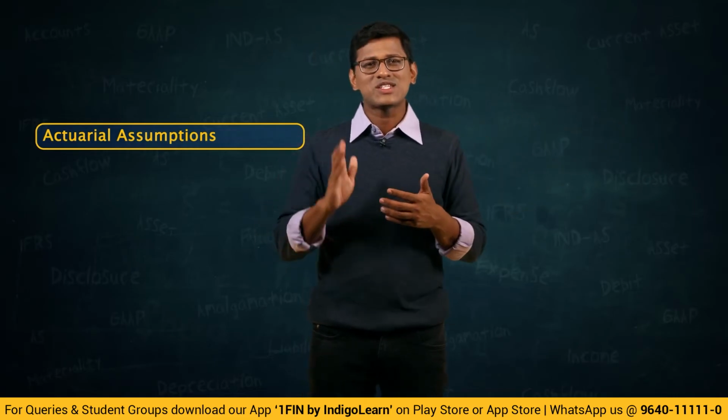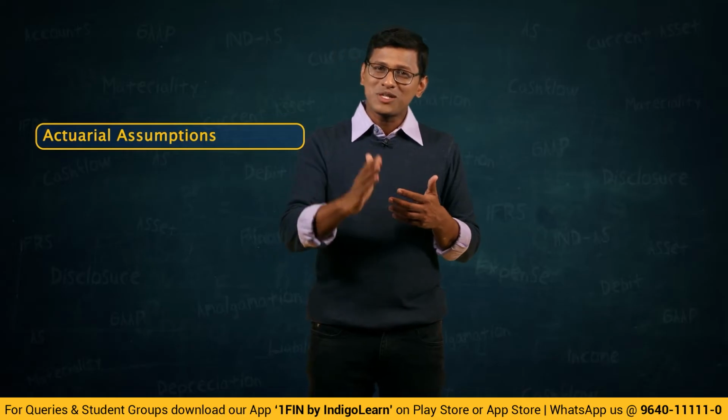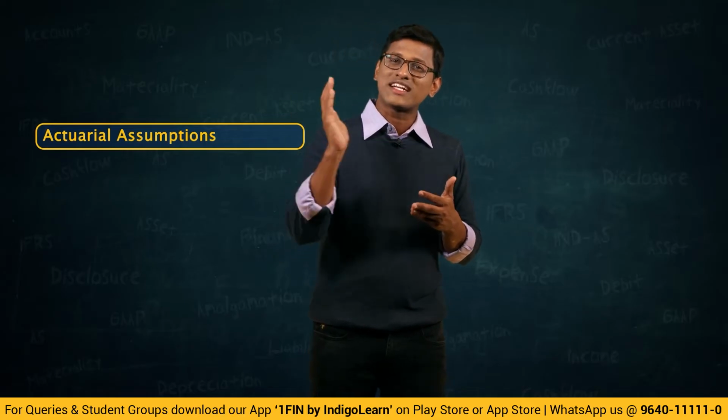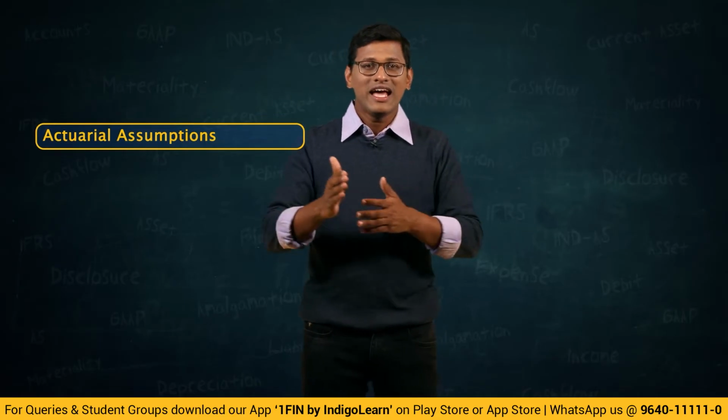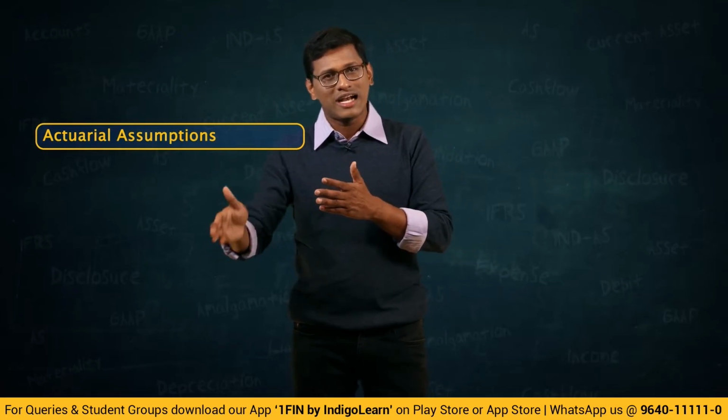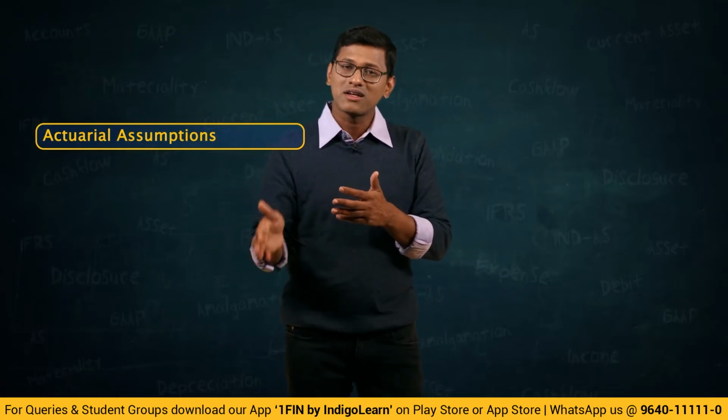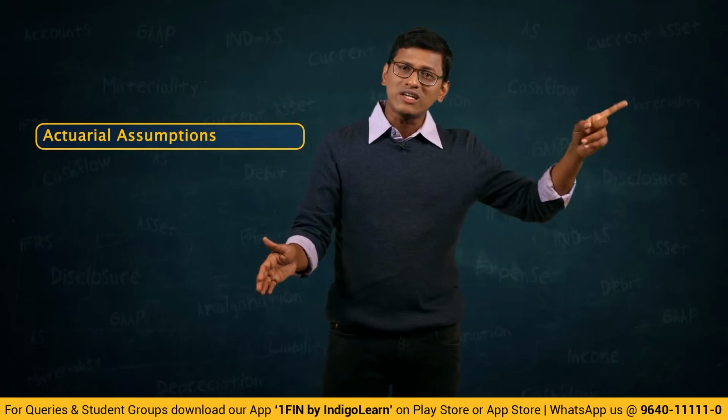That is why Accounting Standard 29 says whenever you make estimates, those estimates have to be revised or revisited periodically. Last year, that is, say at the end of year 1, you made some estimate that the employee is going to be with you for 10 years.